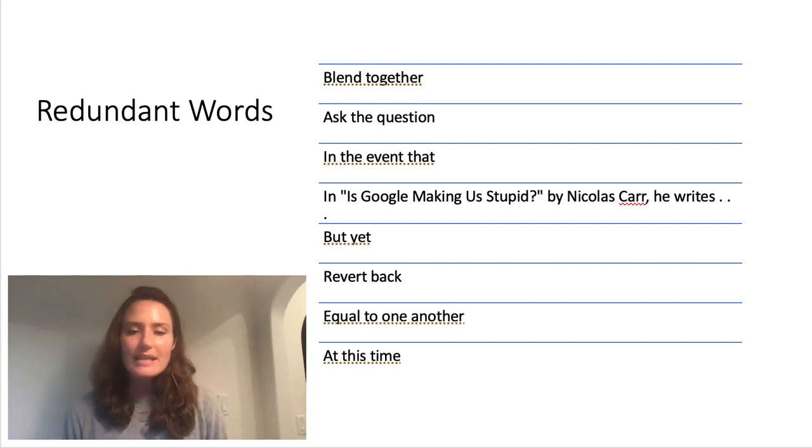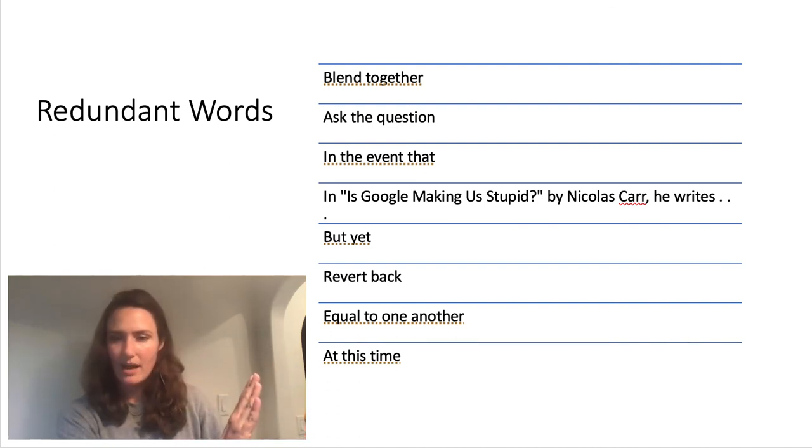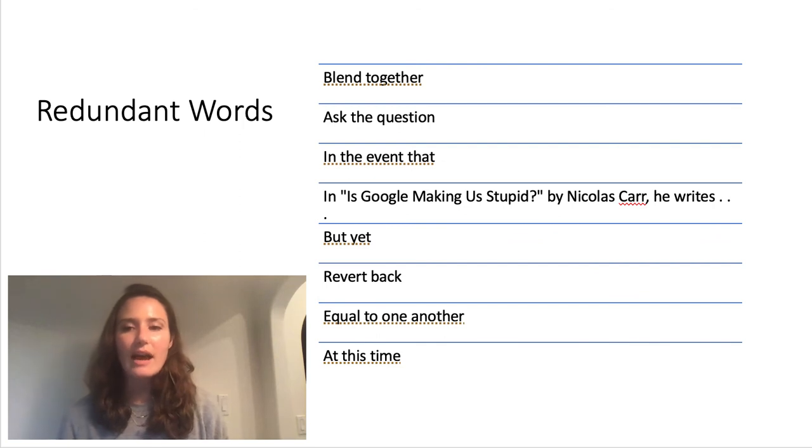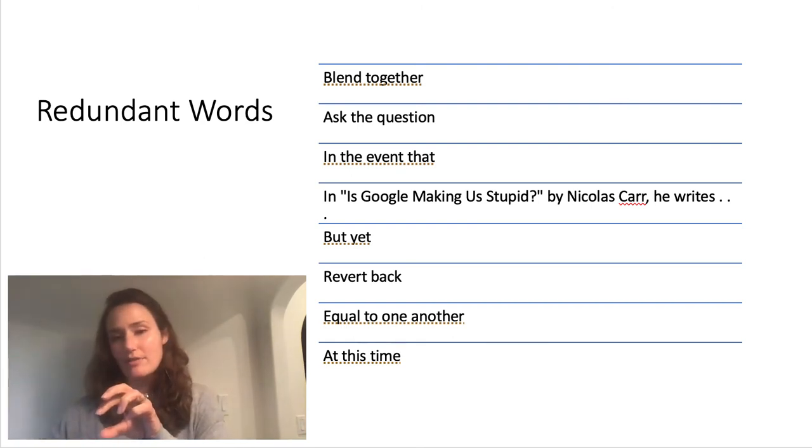And then one more example I have is something I've noticed a lot in student writing. Students will write something like this. Is Google Making Us Stupid? That's the name of an article we read by Nicholas Carr. He writes, now, at first, it doesn't seem like there's anything wrong with that, but it's redundant because we have by Nicholas Carr and then he writes, followed by the rest of the sentence.